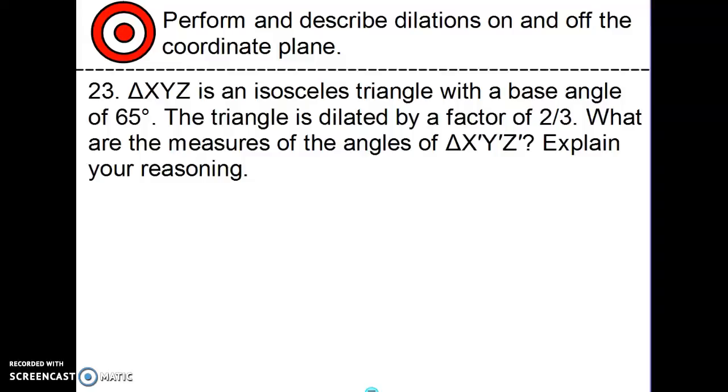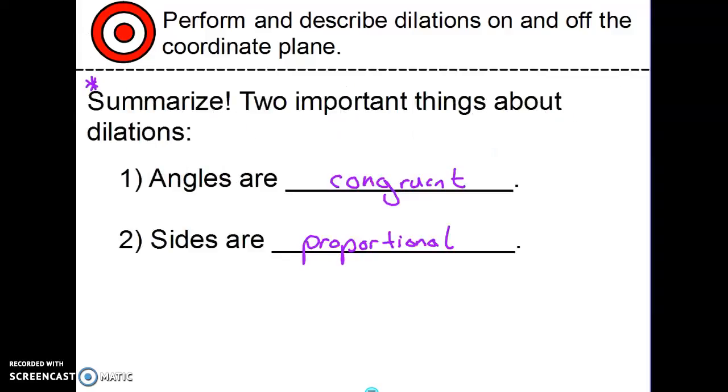All right. So in the previous video, we mentioned that there are certain properties of dilations that we're going to use to understand similarity. This was one of the last slides we talked about. We know that in a dilation, the angles are going to be congruent. That's how we get the same shape, but the sides are proportional.